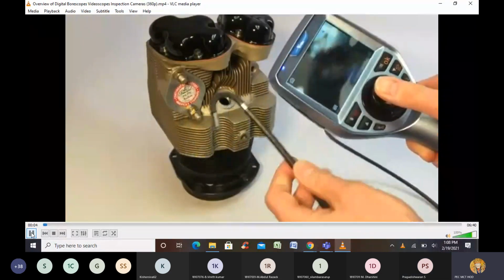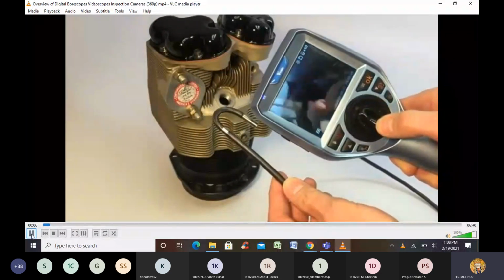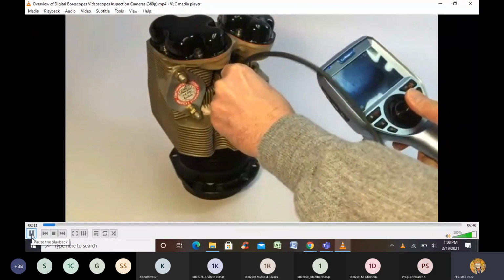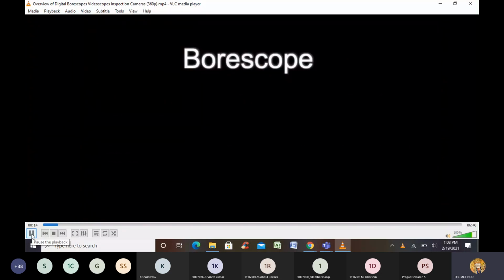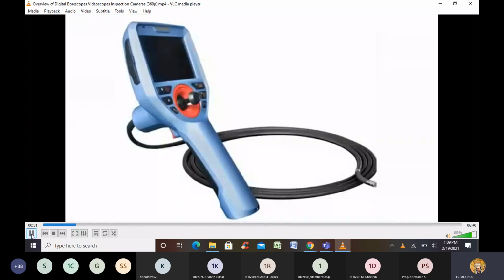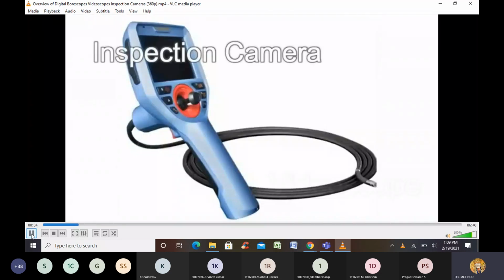Considering the best borescope for your application. What are the features that should be considered for choosing the right inspection camera for your needs? First of all, how is a borescope defined? A borescope is an optical device consisting of a rigid or flexible tube with an eyepiece or digital display on one end and an objective lens or camera on the other, linked together by an optical or electrical system in between. This tool is also known as an inspection camera or videoscope.